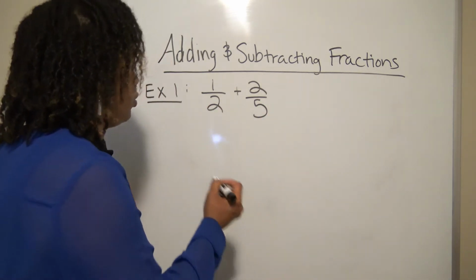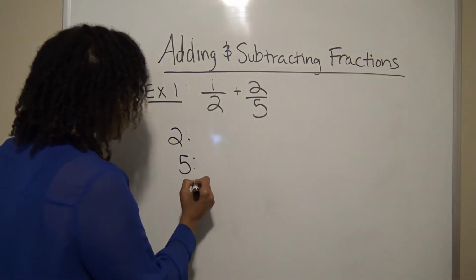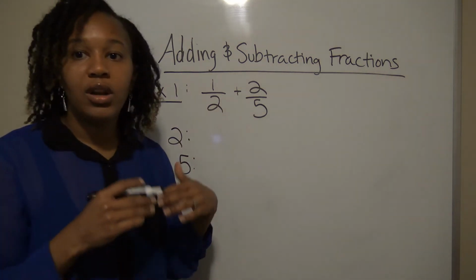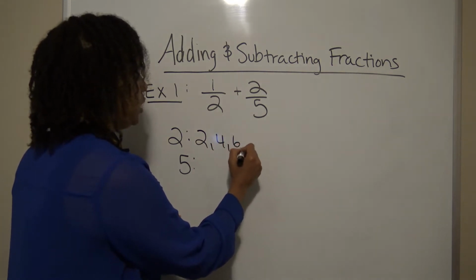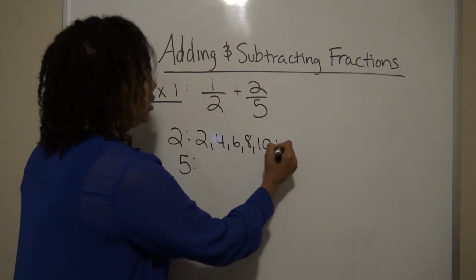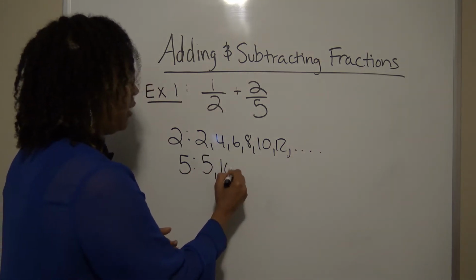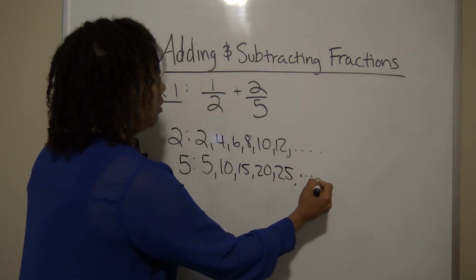Well, you have to go through and find all of the multiples, well, not all of them, but some multiples of the denominator. So 2 and 5 are my denominators. I want to find multiples of 2. So 2, 4, 6, 8, 10, 12. You can keep going, right? Then I want to find multiples of 5. 5, 10, 15, 20, 25, and you can keep going.